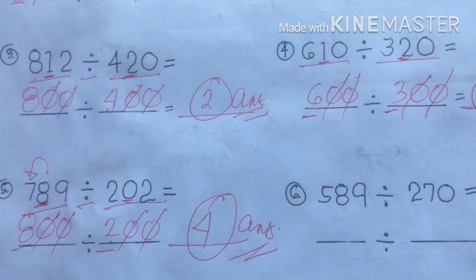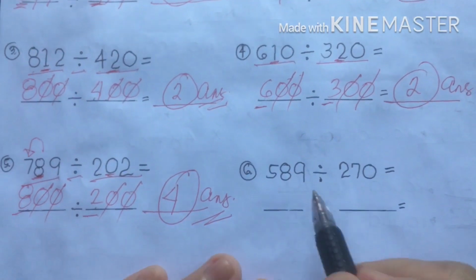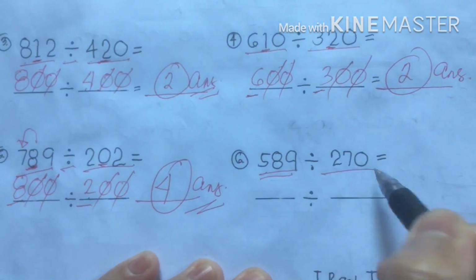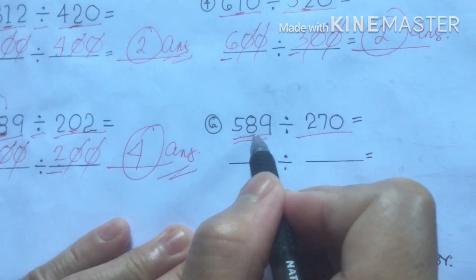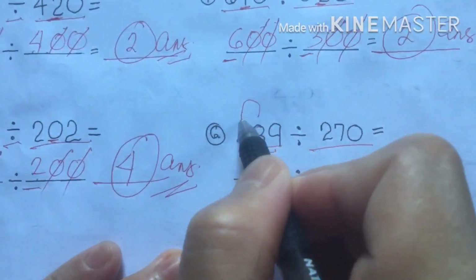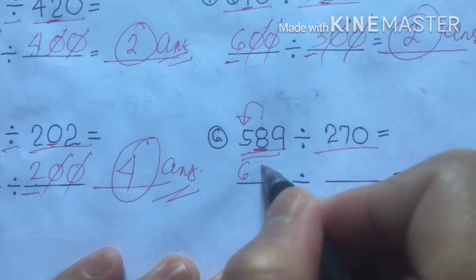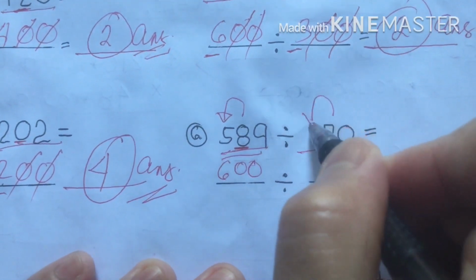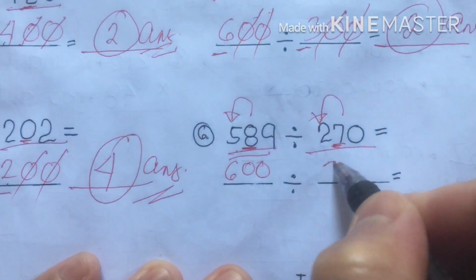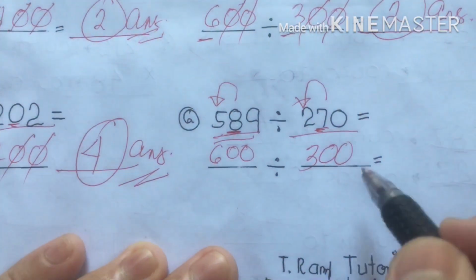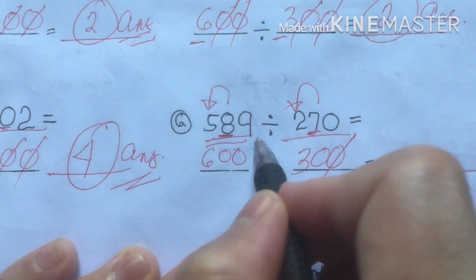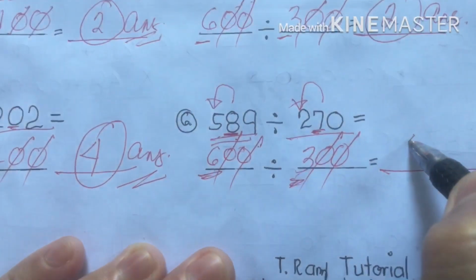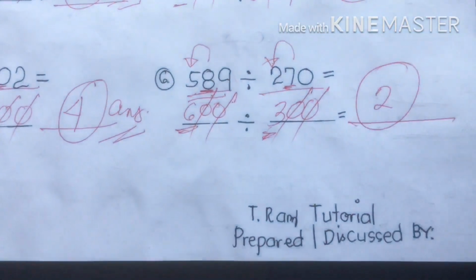The last number, my dear students. Please still watch until the end of our discussion. This is so amazing. 589, guys. Take note, 8 is rounding up. Add 1 to 5. 5 becomes 6. Automatically 600. 7 is rounding up. Add 1 to 2. 2 becomes 3. That's 300. Same application, my dear students. Cross it out, cross it out. 6 divide 3. Our answer is 2. That's it, my dear students.